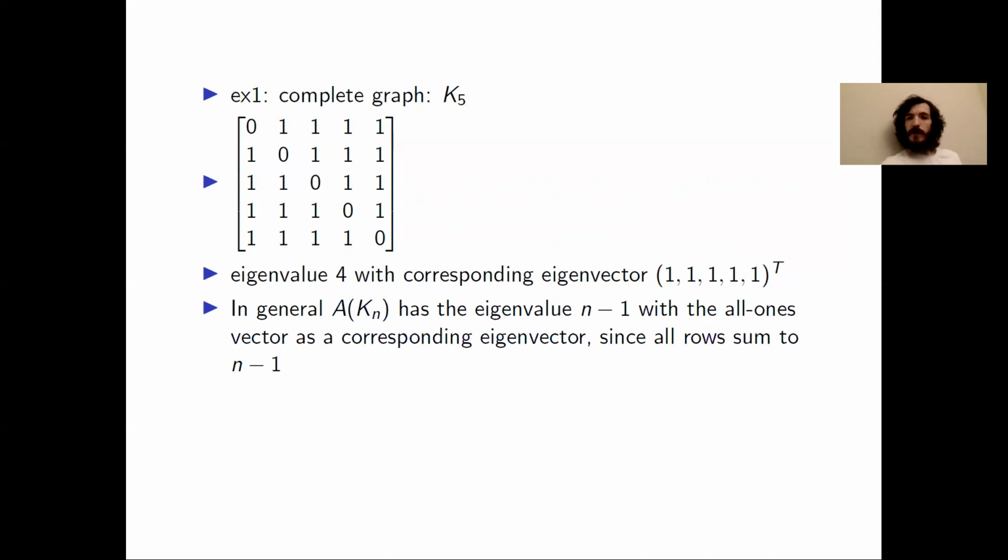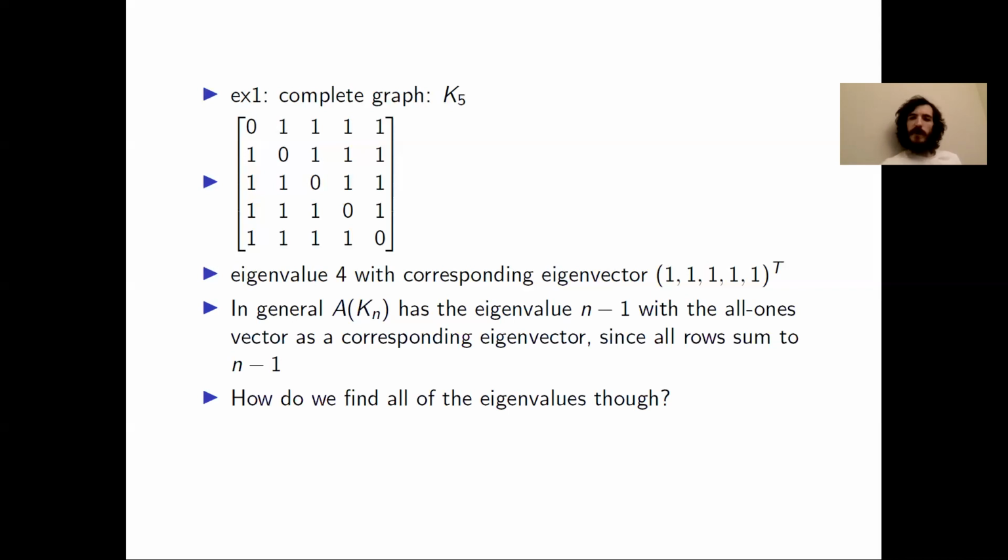So we're able to find one eigenvalue already. We know that n minus 1 is an eigenvalue of the adjacency matrix of the complete graph of order n. The problem, though, is that there are a total of n eigenvalues, and we only know one of them. So we have n minus 1 others that we need to find. How can we find those other eigenvalues?